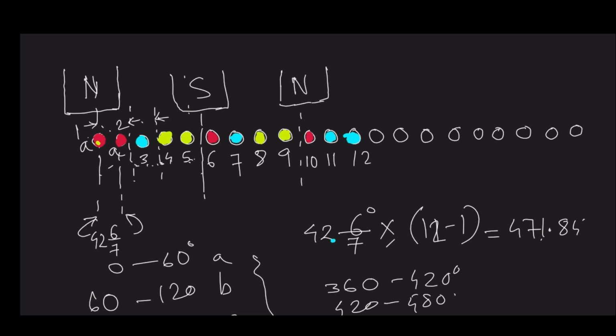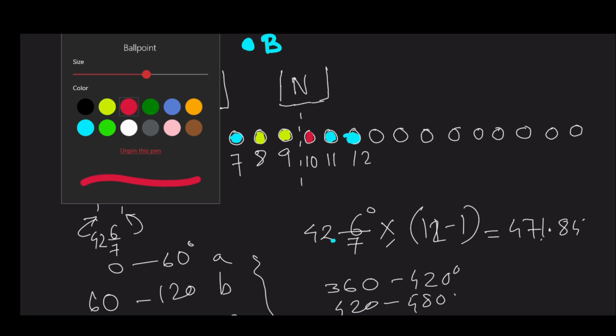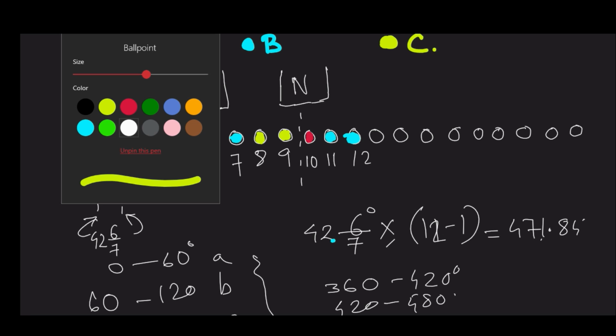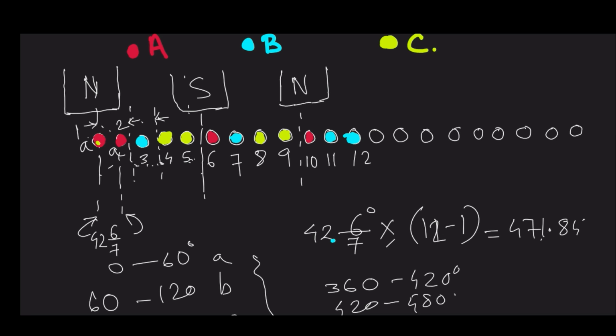Now I hope you are not getting confused. This is for our B phase conductor. This is for our A phase conductor, and this color is for our C phase conductor. We are just taking the front view, right? Now the next angle will be how much? Obviously it will go to C. So 13 minus 1, it is 514.28.